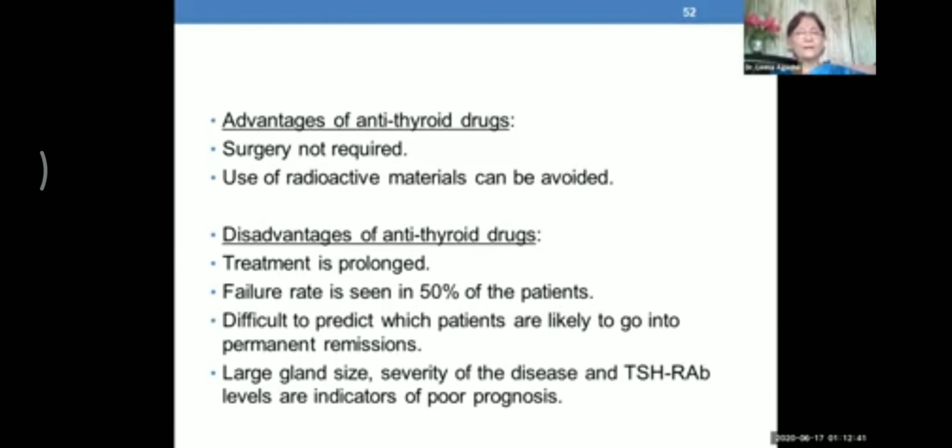It is very difficult to predict which patients are likely to go into permanent remissions. And when the size of the gland is large, when disease is very severe, and when the levels of the TSH receptor antibodies are high, they indicate poor prognosis with the antithyroid treatment.